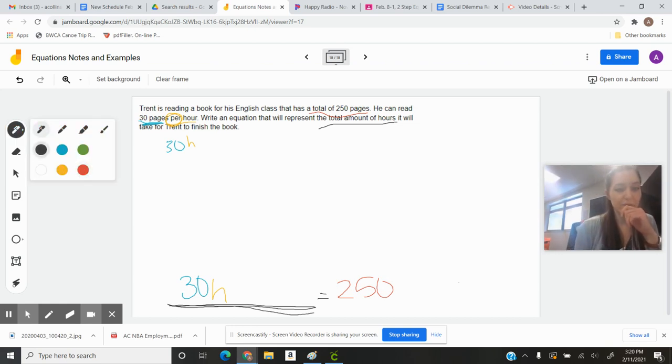So if we walk through our equation to make sure it makes sense, we're trying to figure out the number of hours he needs to read in order to read all 250 pages. And that would be your answer.